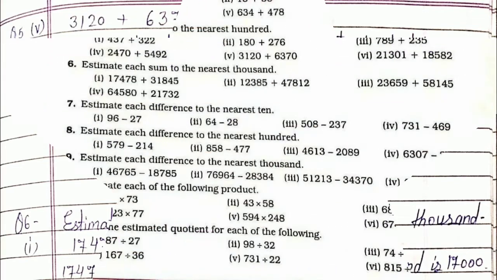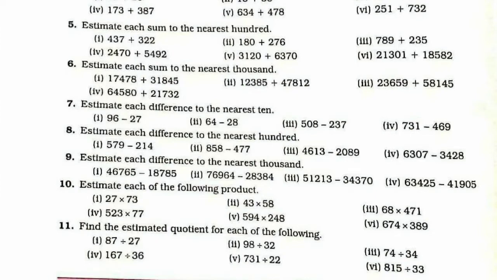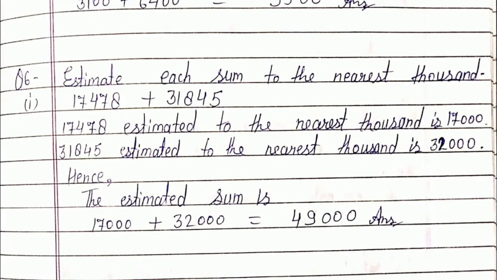Now we are moving to the next question, question number 6. Estimate each sum to the nearest 1000. Here we will try to round off the given number to the nearest 1000. Means 000 will come after every number. Now let us see how we will solve this.